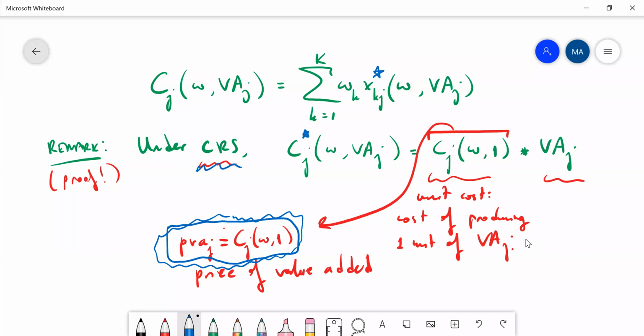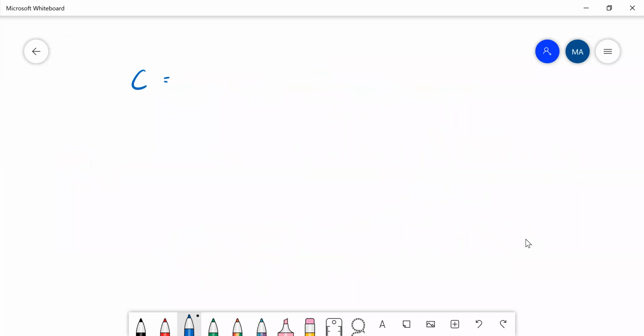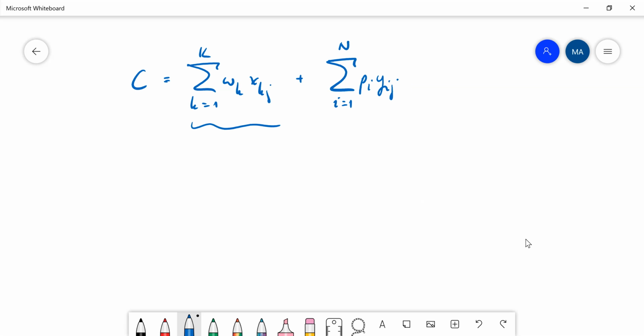Now I can write total cost in a particularly useful way, right? Because remember, cost was the total cost you pay for primary factors, plus the total amount of payments you are making for intermediate inputs. Now, what did I find? I find that in the optimum case, this could be written in this way. Also recall that this is also written in this way.